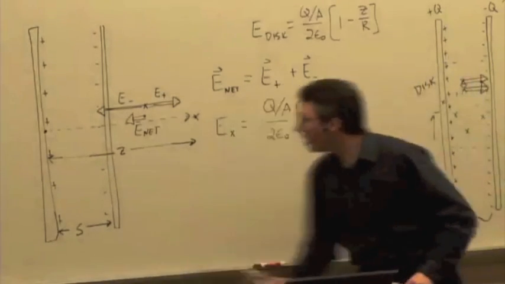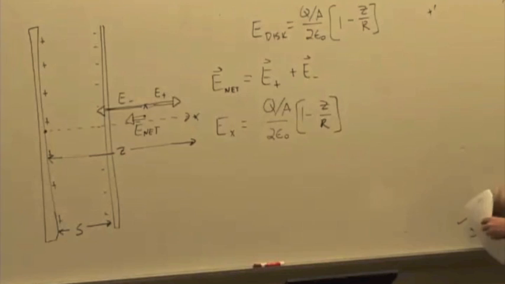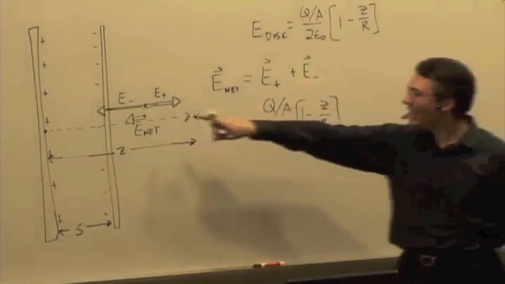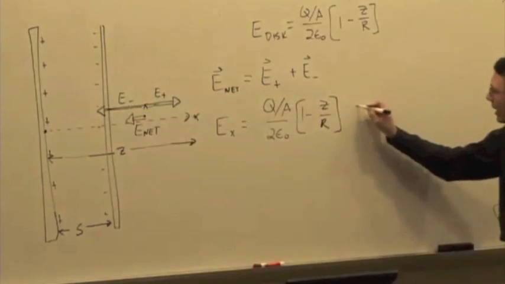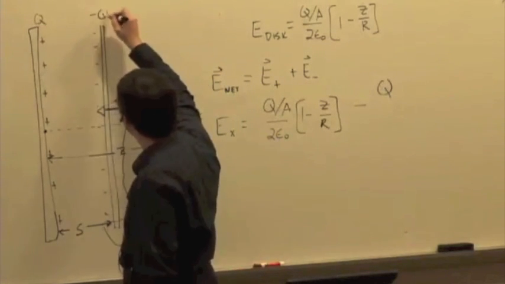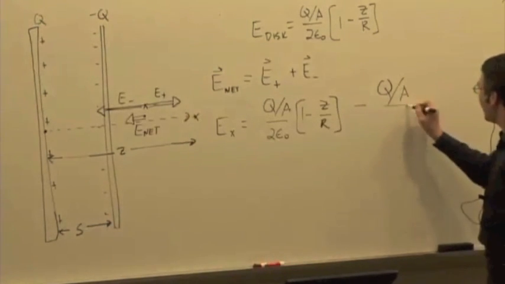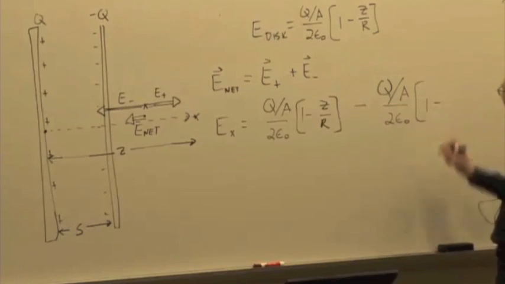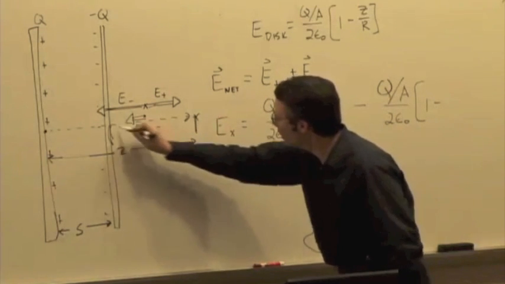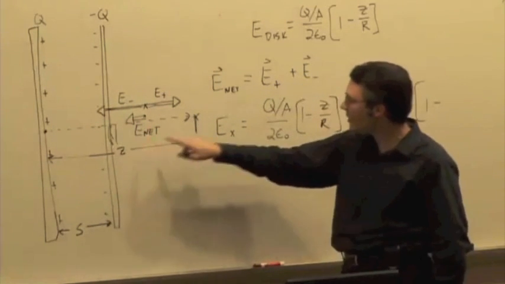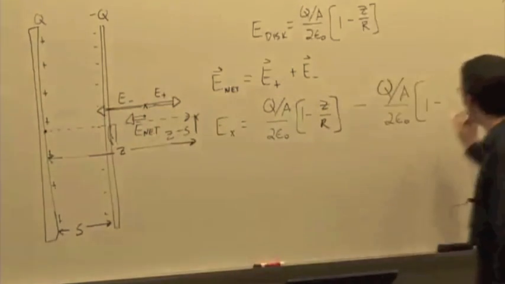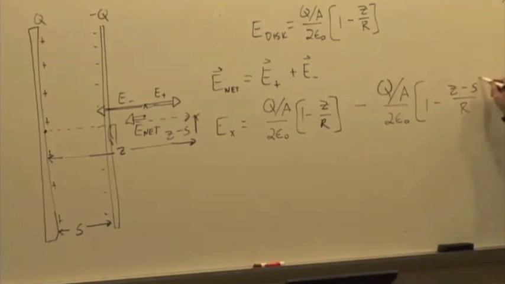And then we have the electric field due to the negatively charged plate. The field due to the negative charge is pointing in the negative X direction, right? So it's going to have a negative X component. The Q here, I'm just saying, is a positive number, so this is Q and this is negative Q. Q over A over 2 epsilon 0 times 1 minus, now what's this distance? What is the distance from this plate to this observation location? If this is S and this is Z, then this distance is Z minus S, right? So we have 1 minus (Z minus S) over R.